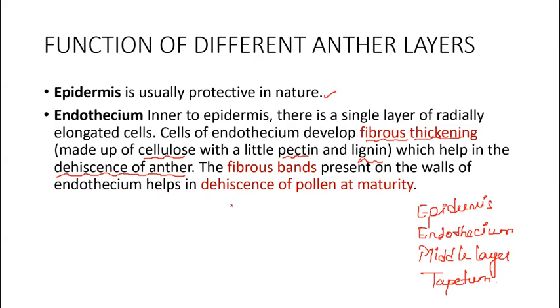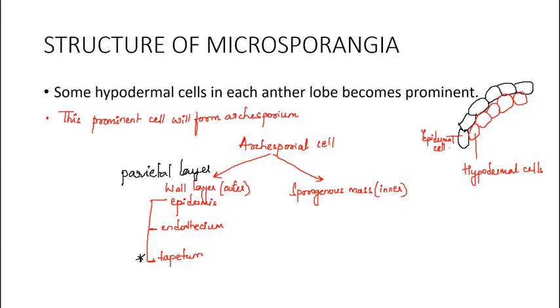So look here, I told you that the outer side is epidermis, and the inner side is the hypodermal region. In the hypodermal region, some cells will become prominent and form the archesporial cell. The archesporial cell will divide to form the wall layers and the sporogenous mass. Now we have discussed epidermis and endothecium. We will discuss the middle layer and tapetum.